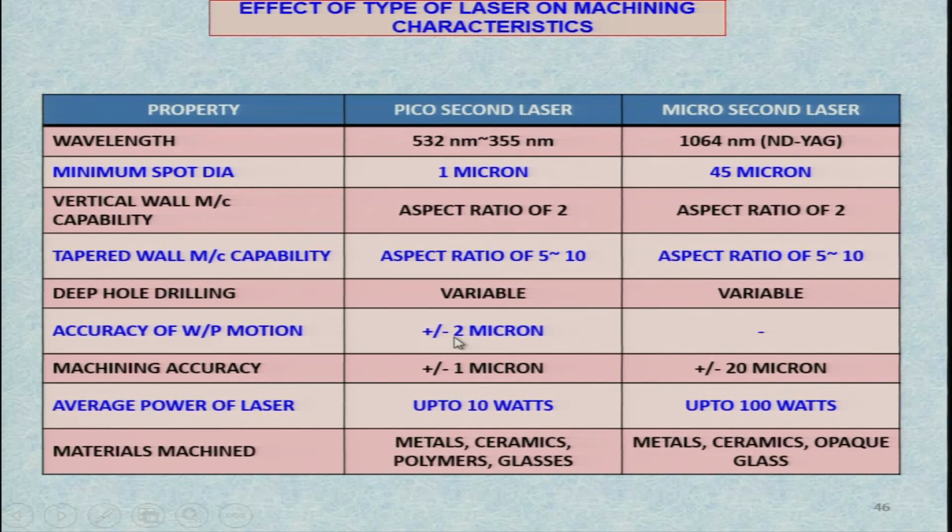Machining accuracy is plus minus 2 micron, it is not known over here in case of microsecond lasers, and average power of laser is up to 10 watts, here it can be as high as 100 watts. Materials machined may be metals, ceramics, polymers, glasses in case of picosecond lasers, and here also metals, ceramics, opaque glasses, etc. So, you can see different applications also of this particular process.